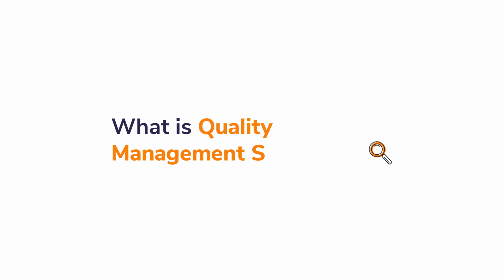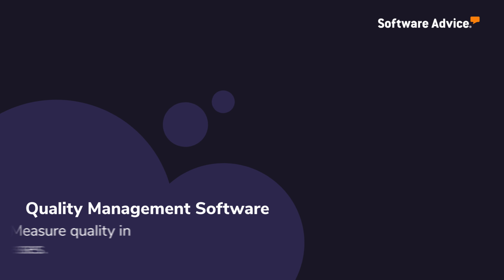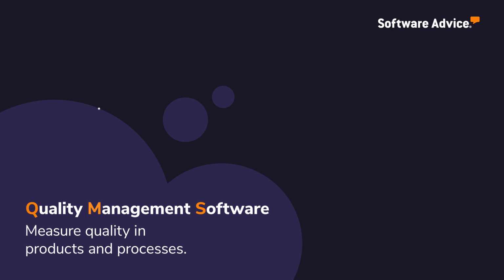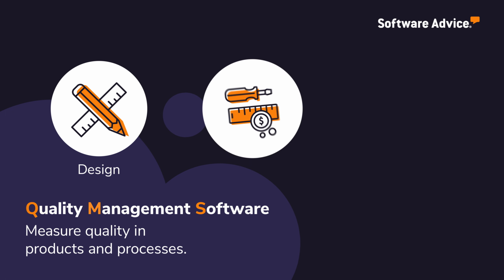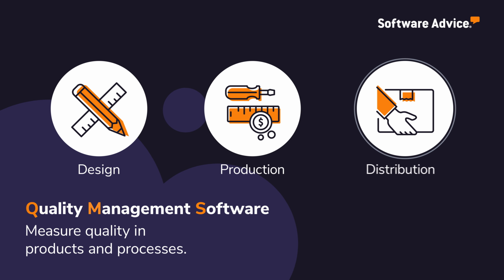What is quality management software? Quality management software, or QMS, monitors product and processes beginning in the design phase, moving through production, and finishing with distribution to enable manufacturers to measure quality at every step and identify areas for improvement.